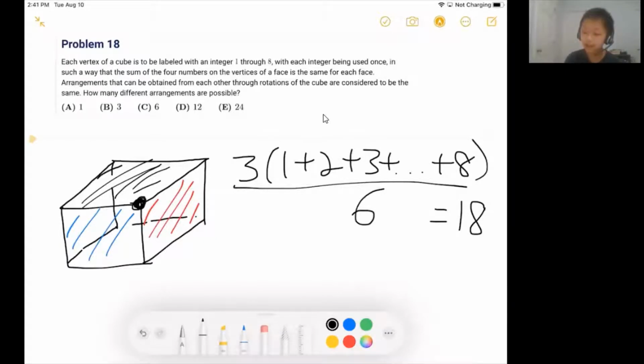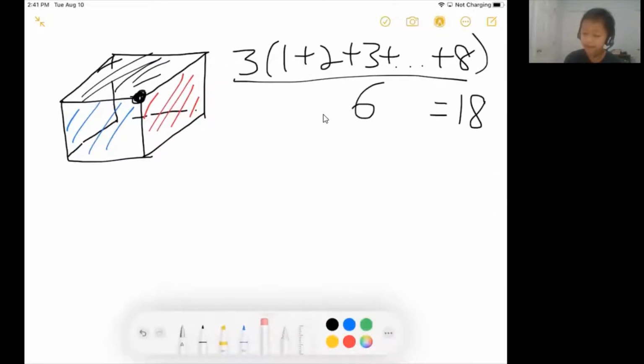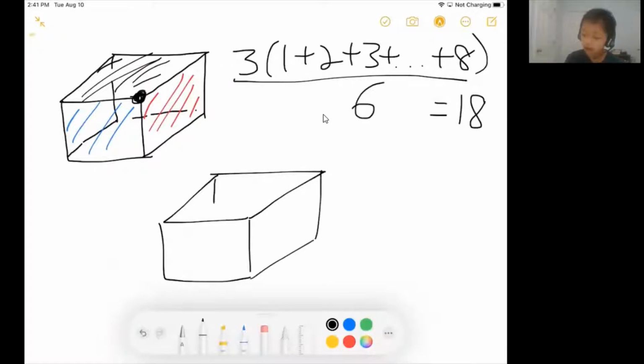Basically now, we have our cube, so let's consider where the vertex labeled 1 is. Let's just assume that the 1 is on this vertex. It really doesn't matter, because if the 1 was over here, we can simply rotate the cube so that the 1 comes over here. So without loss of generality, assume that the 1 is on this vertex.